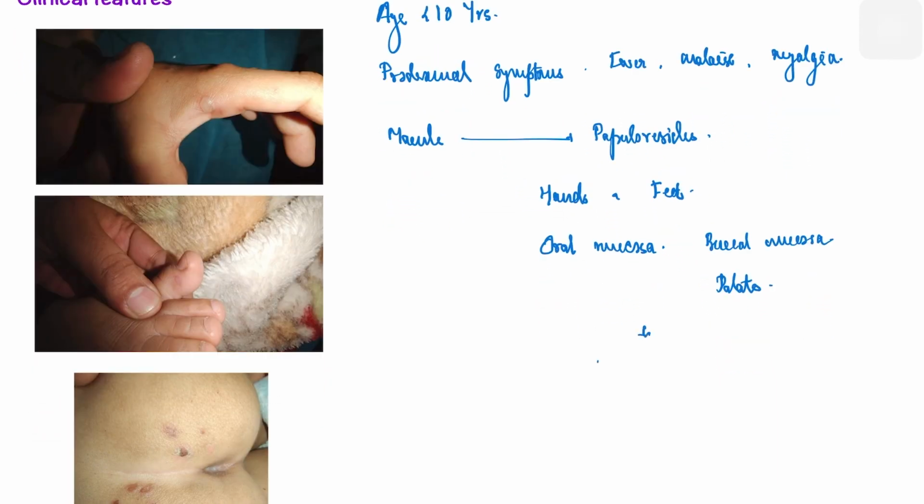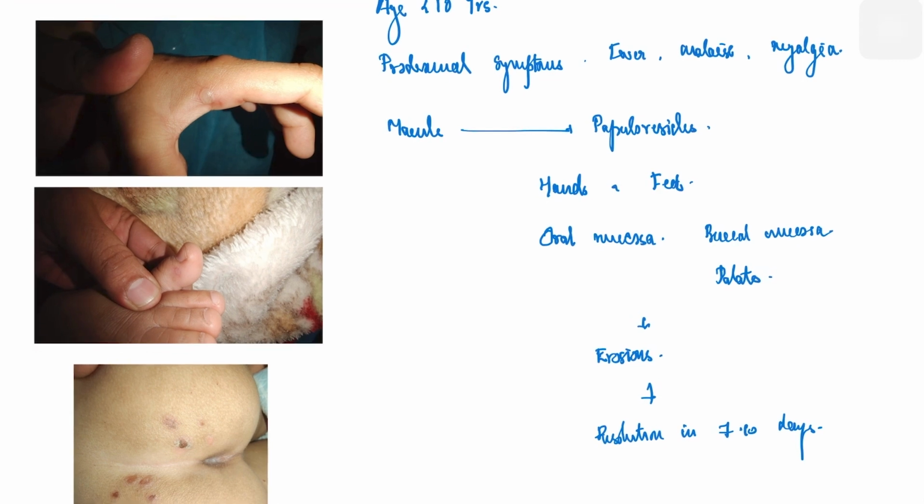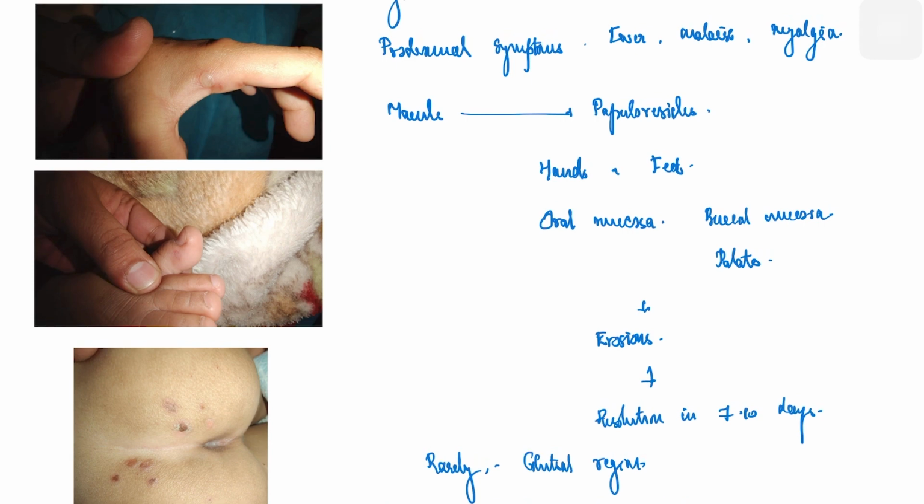Okay, and they form erosions and heal spontaneously over a period of 7 days. Because of the oral mucosal involvement, the patients might have difficulty in eating and drinking fluids. Okay, and sometimes, very rarely, there might be involvement of the gluteal region, as you can see from this picture. So there is involvement of the hands and feet, and usually the oral buccal mucosa is involved. Sometimes, rarely, the gluteal region can be involved, and they can lead to dissemination to the CNS. And this is more common if infected with enterovirus E71.